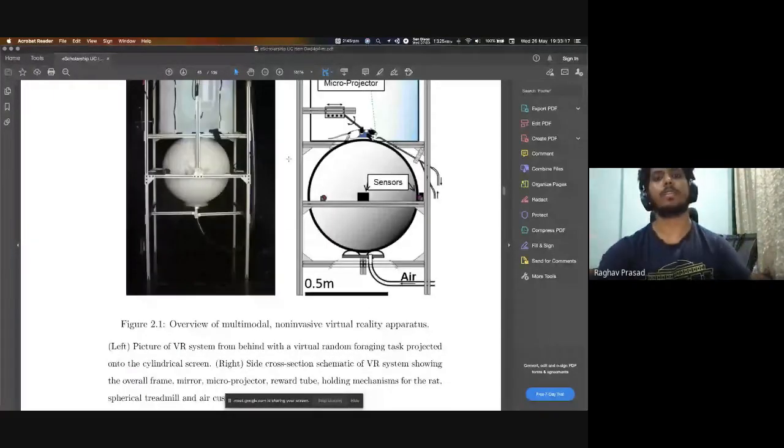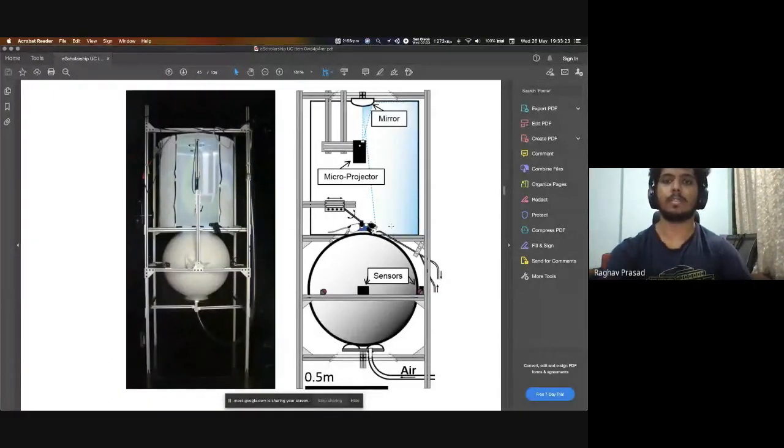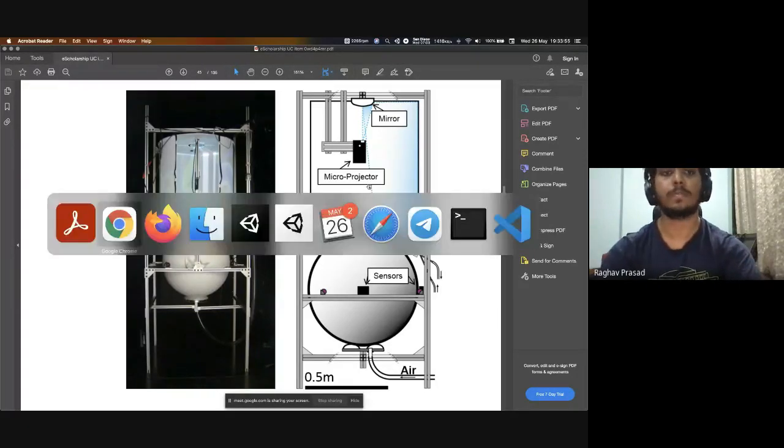So this is a rough outline of what that system looks like. Here's the rat, and this is sort of a cross section, so it's actually a cylinder. The projection is kind of interesting, and I'll get into that. It was one of the major challenges for me in this project. So this is what the system looked like.